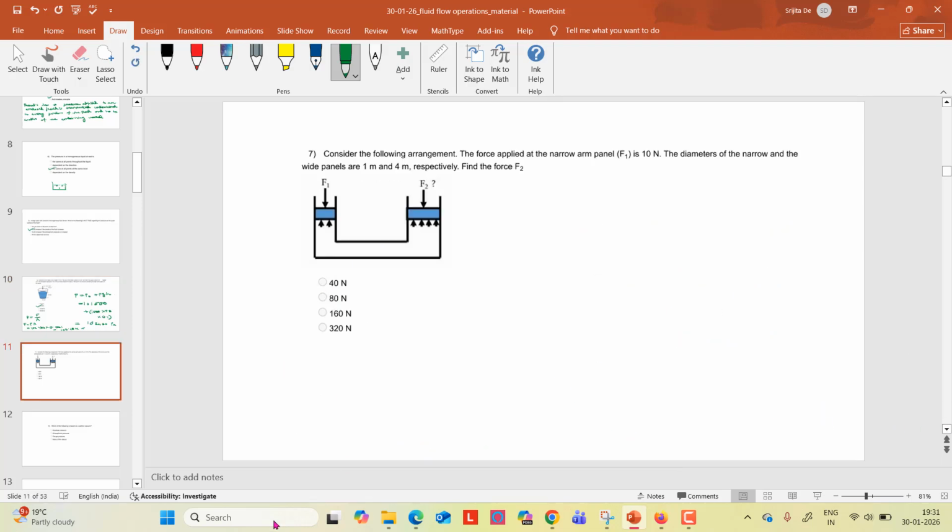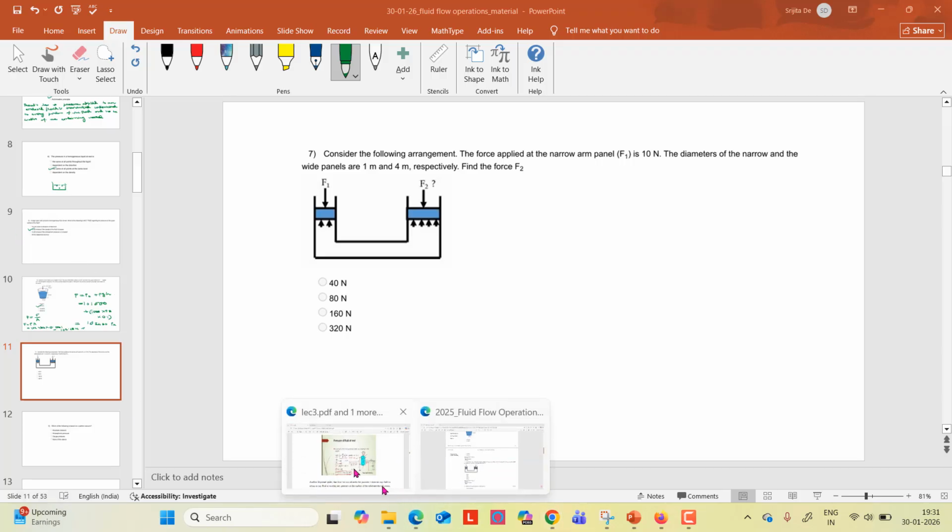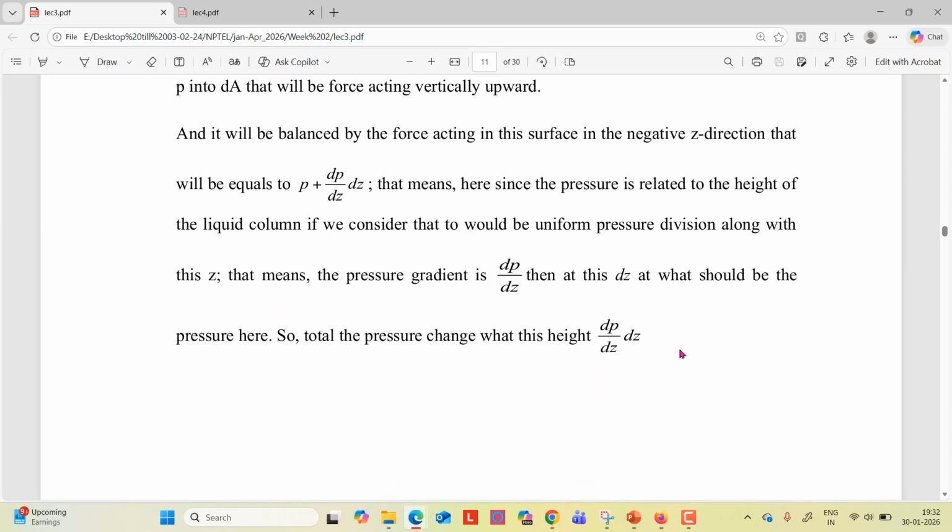Next, consider the following arrangement. Okay, so this is F1, this is F2. The force applied at the narrow arm panel is 10 Newton. The diameters of the narrow and wide panels are 1 meter and 4 meter respectively. Find the force F2. In the lecture you have seen this type of problem.